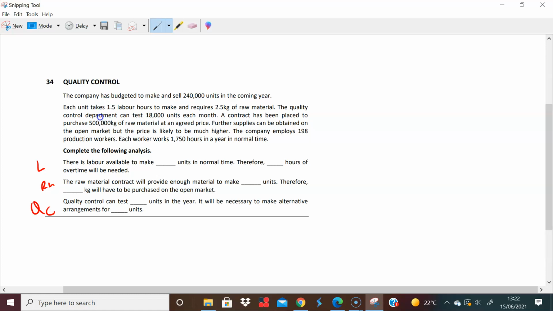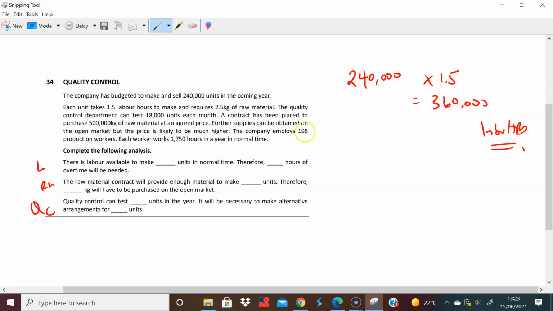First of all, it is telling us that each unit takes 1.5 labor hours to make. So you want to make 240,000 units, and each unit takes 1.5 labor hours. Let's do that first: 240,000 times 1.5 labor hours. So you need 360,000 labor hours. That's what you need.